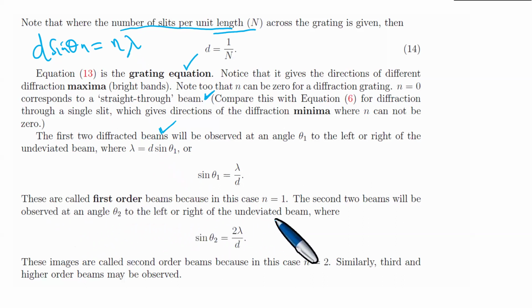These are called the first order beams, meaning n is 1. Now the second two beams will be observed at an angle θ2 to the left or right of the undeviated beam, where sine θ2 is 2λ divided by d. These images are called the second order beams. So you have first order beams, λ over d, and then 2λ over d, which are second order beams, because in this case n equals 2. Similarly, third and higher order beams may be observed.